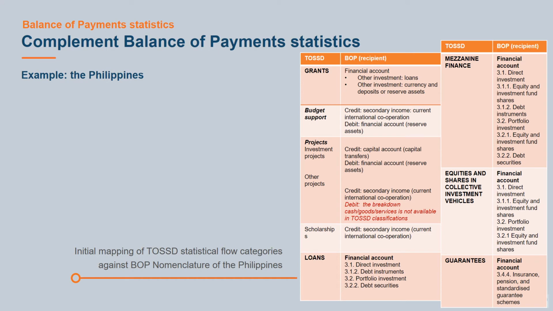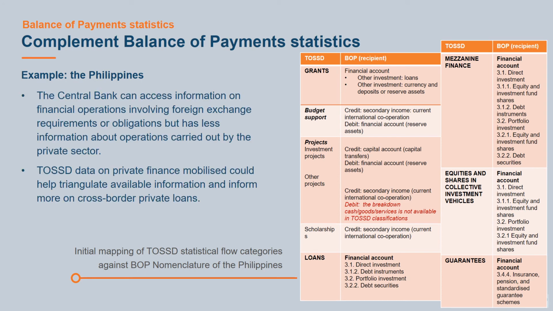In this example, we can see how balance of payments statistics, for example in the Philippines, could be complemented by TOSSD data. In BOP statistics, the central bank can have access to information on many kinds of financial operations that involve forex, foreign exchange, but does not have information about the operations carried out by the private sector. So TOSSD data on private finance mobilized could help triangulate available information and inform more on cross-border private loans.